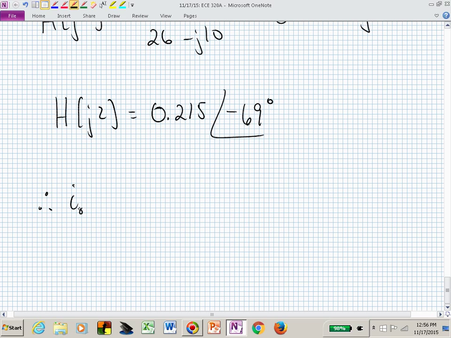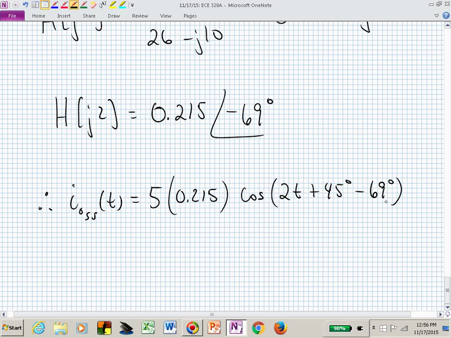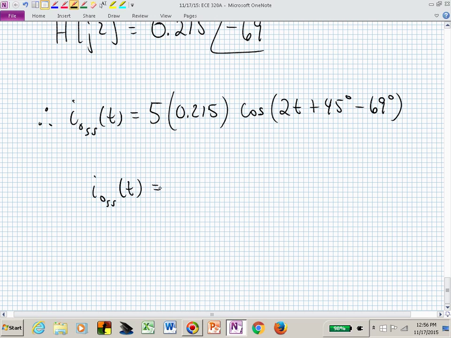Now it's very easy to write down the result. We started at 5. That gets changed by the magnitude of h at J2. We now have a cosine. It's still at the same frequency. It started at 45 degrees, and now we're taking away 69 degrees. On the exam, that's probably far enough. You don't have to go any further. But if you wanted to multiply that out, you would have 1.08 cosine 2t minus 24 degrees.